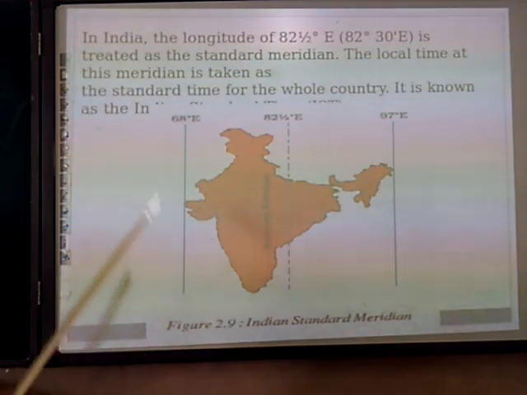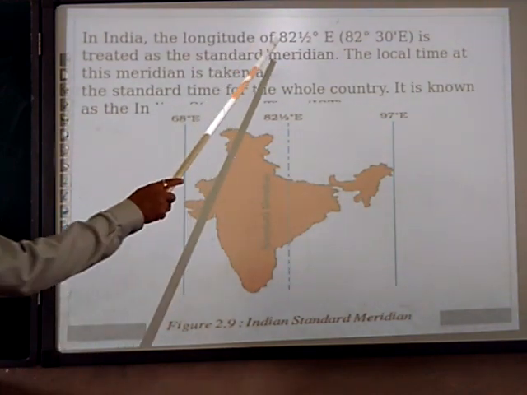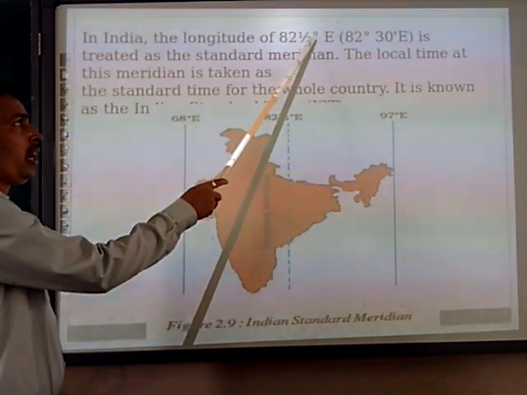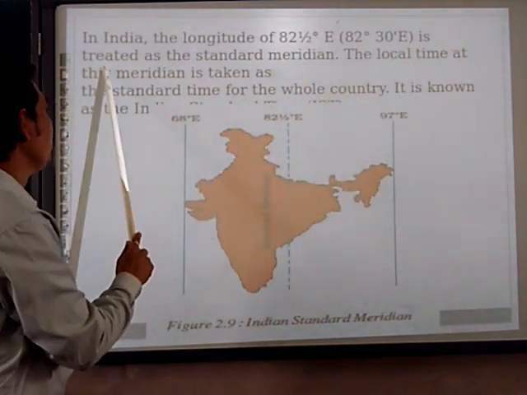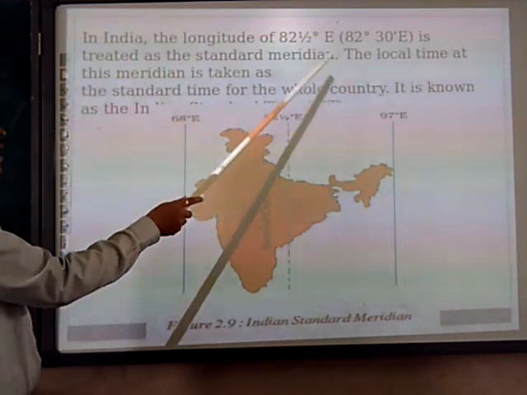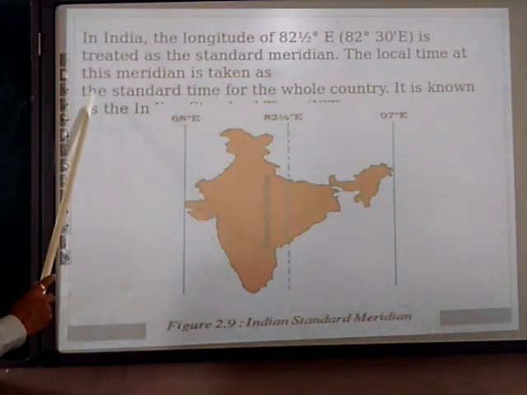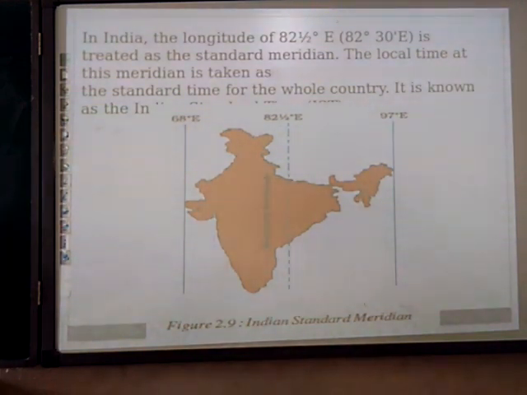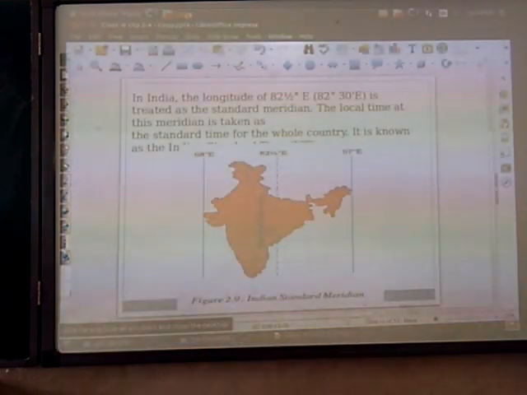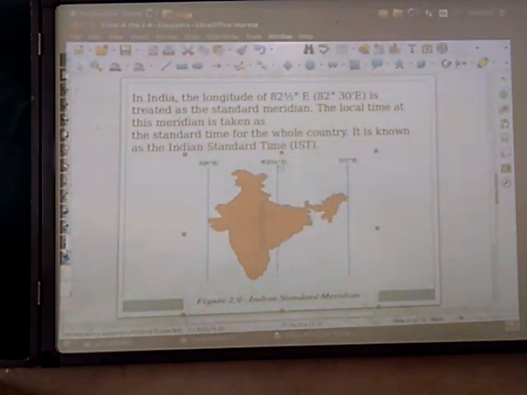Here you can see in India the longitude of 82 and a half degree east, that means 82 degree 30 east, is treated as the standard meridian, and the local time of this meridian has been taken as the standard time of the whole country. It is known as the standard time.